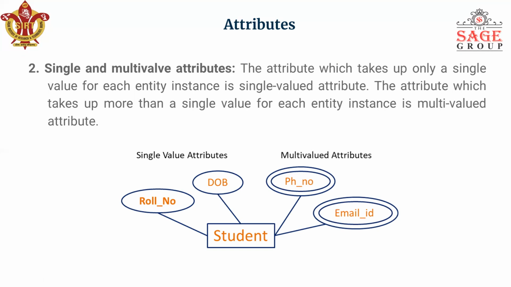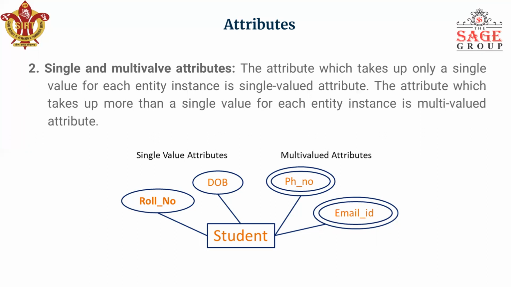The second attribute type is single and multi-valued attribute. First is single valued. The attribute which can take only a single value for the entity instance is called a single valued attribute, and the attribute which takes more than one value for each entity instance is called a multi-valued attribute. For example, student is an entity, and student has some attributes like roll number, date of birth, phone number, and mail ID. But the student has a single date of birth, and a unique roll number. So the attributes which are single valued, like roll number and date of birth, are called single valued attributes.